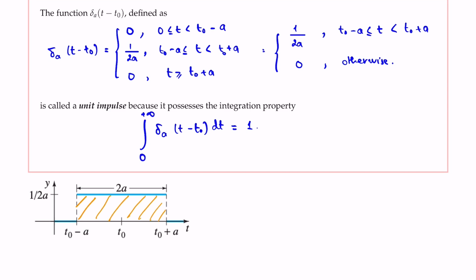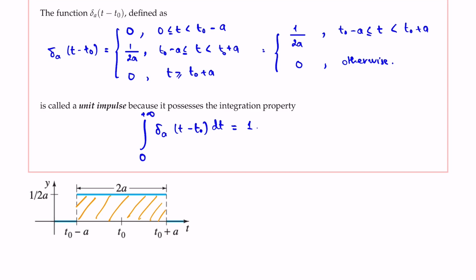when you find the area of this rectangle, it is t0 plus a minus t0 minus a for the width, multiplied with the height, which is 1 over 2a. So 1 over 2a times 2a is equal to 1. Because of the property that you need to impose on this type of function, the function that you choose has to be 1 over 2a. Okay, so hopefully I addressed that.